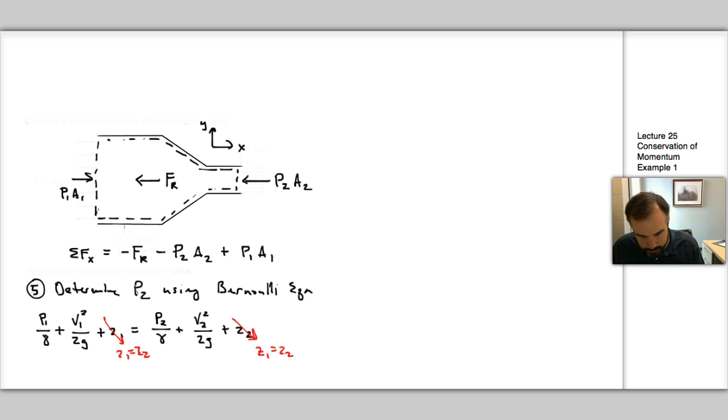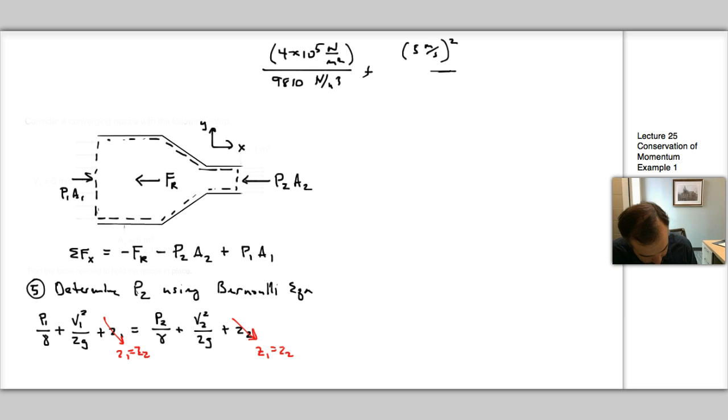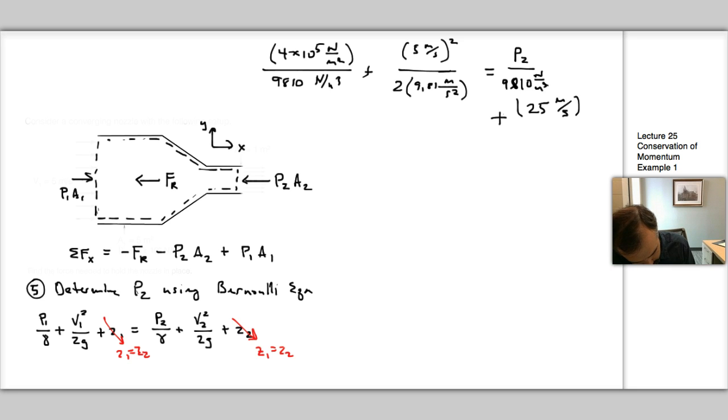So we're going to get 4 times 10 to the 5th newtons per meter squared over 9,810 newtons per meter cubed for the first term, plus 5 meters per second squared divided by 2 times 9.81 meters per second squared is equal to P2 over 9,810 newtons per meter cubed plus 25 meters per second squared over 2 times 9.81 meters per second squared.